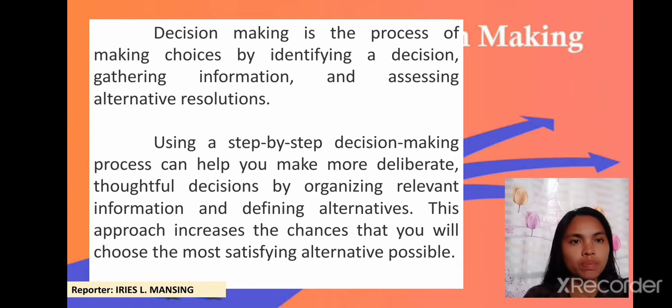Decision making is the process of making choices by identifying a decision, gathering information, and assessing alternative resolutions. Using a step-by-step decision-making process can help you make more deliberate, thoughtful decisions by organizing relevant information and defining alternatives. This approach increases the chances that you will choose the most satisfying alternative possible.